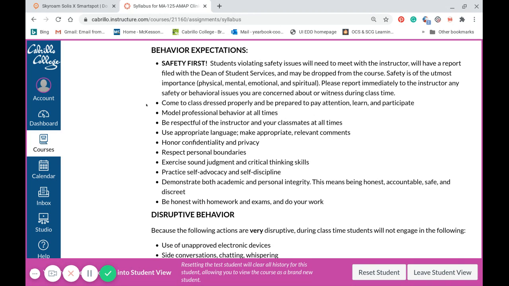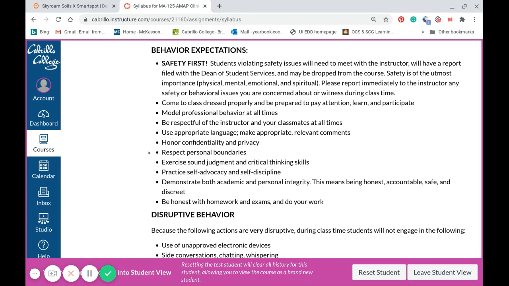Coming to class, dress properly and prepared to pay attention, learn and participate, and model professional behavior, being respectful of the instructor and your classmates, using appropriate language and making appropriate, relevant comments, honoring our confidentiality and privacy. That's really important in here because we'll be in different positions than you would be in a normal class.